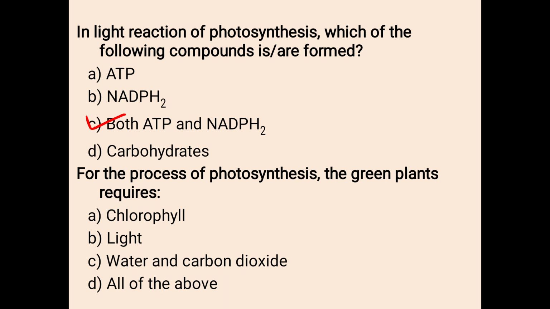Next question is, for the process of photosynthesis, the green plant requires. The options given are chlorophyll, light, water and carbon dioxide. So for the process of photosynthesis, a plant requires all of these things. It requires chlorophyll also, light also, water also and carbon dioxide molecule also.